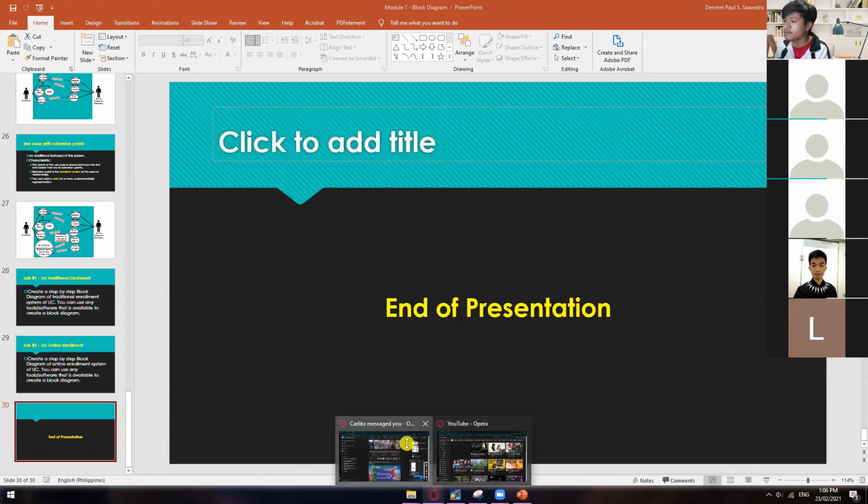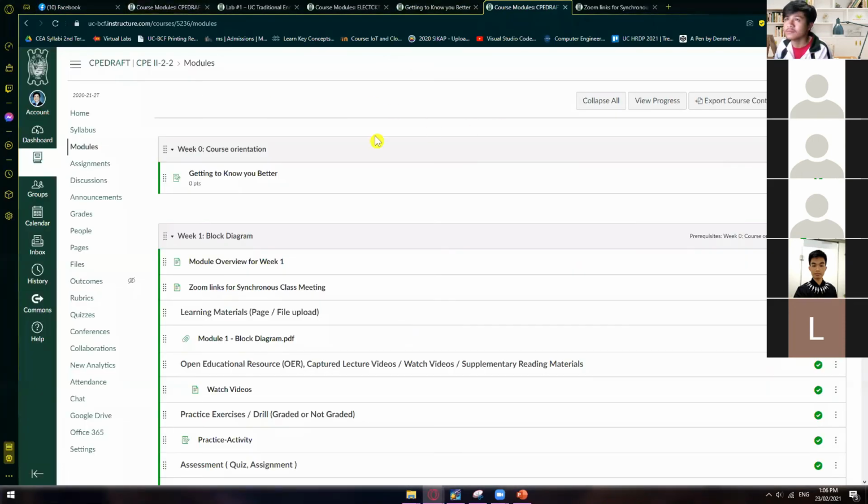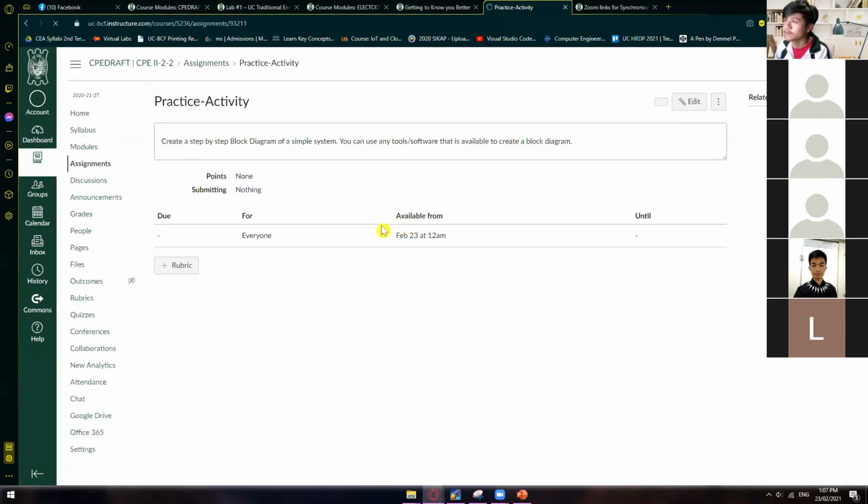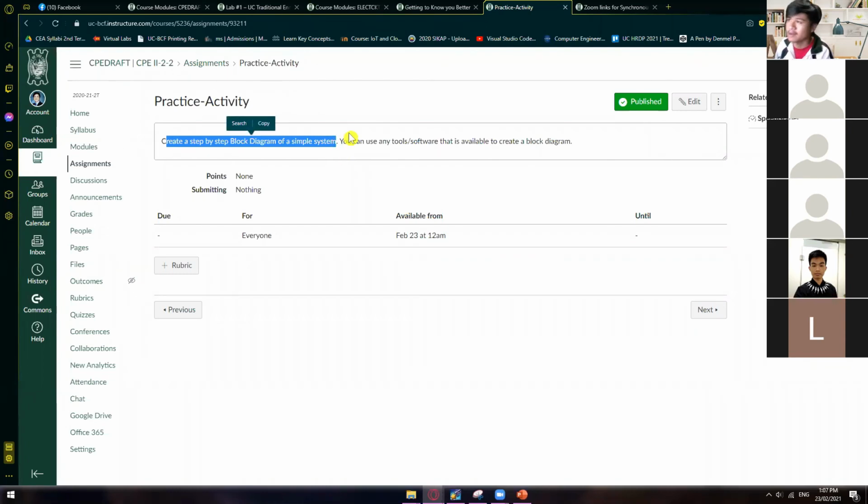And then one more thing that I would like you guys to see here is the practice activity. For the practice activity, I would like you guys to create a step-by-step block diagram of a simple system. You can think of any system that you can come up with. You can draw it first on your blank paper, or even do visual thinking first and then draw it, and then that's the time that you can use a certain application and submit it here.